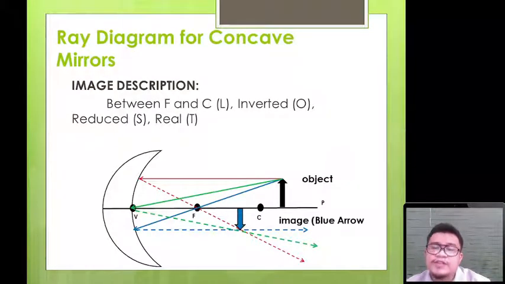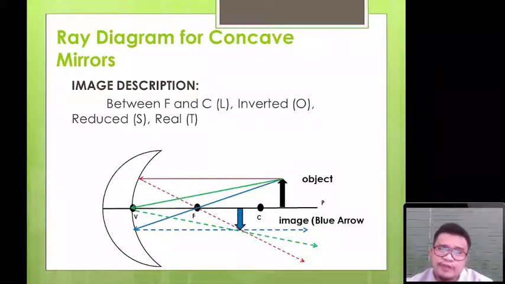So that means that the object and the image have a different orientation, which indicates that the image must be inverted. Okay? Now, its size. How about its size? Just look at the relative size of the arrow. If I just have a ruler right now, I could definitely measure that the image in this case is actually reduced, meaning to say it's smaller than the object.